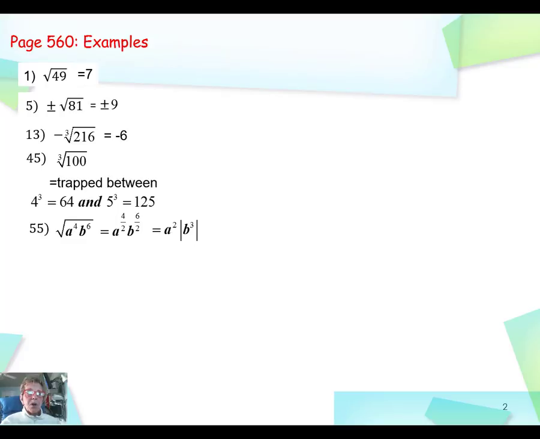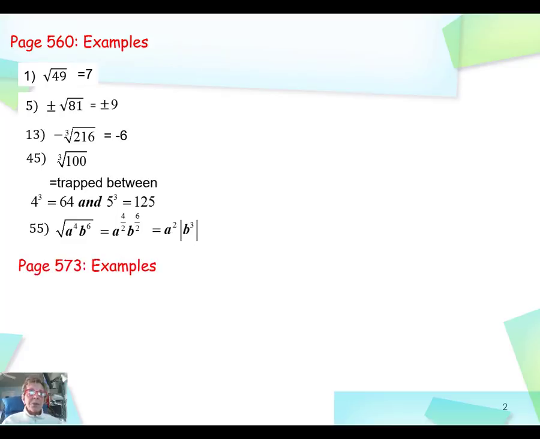Please read in your book about when to use absolute values. Because b cubed is an odd exponent, if b happened to be a negative number, my answer would turn out to be a negative number. And the square root of any number or any variable cannot be a negative number.